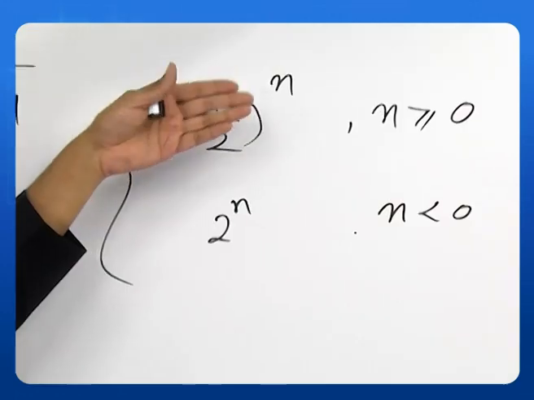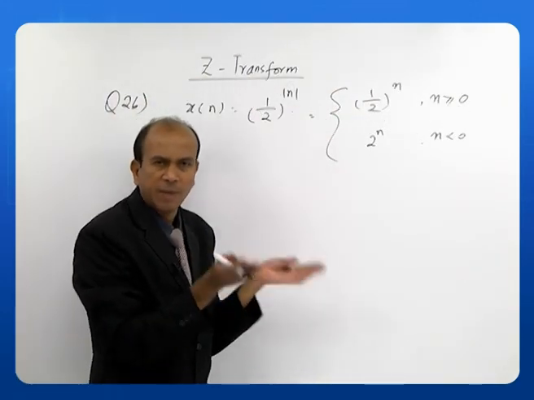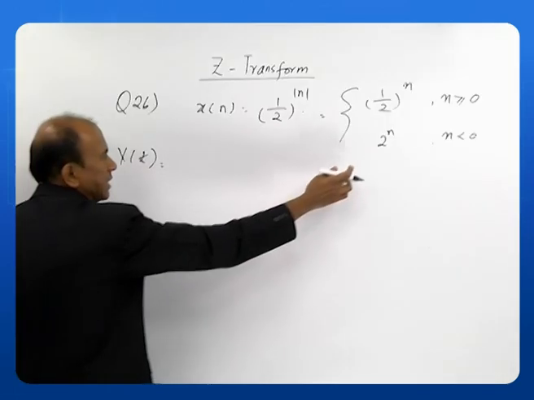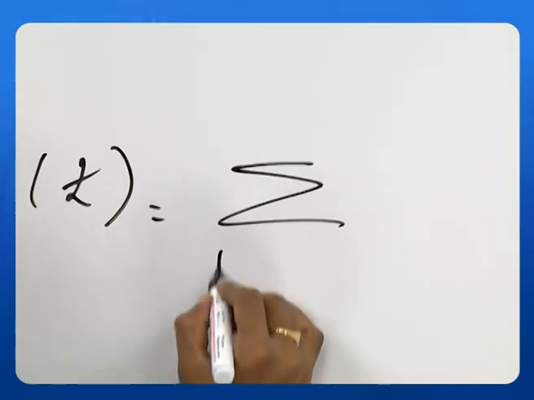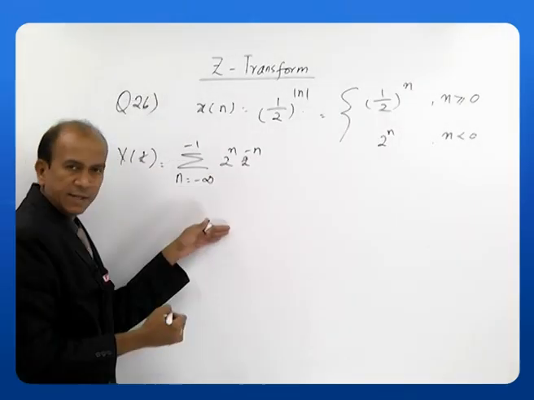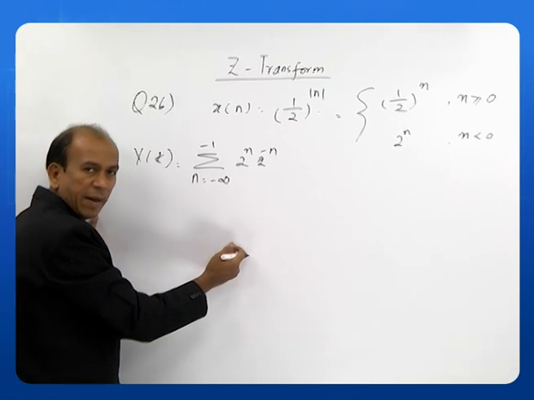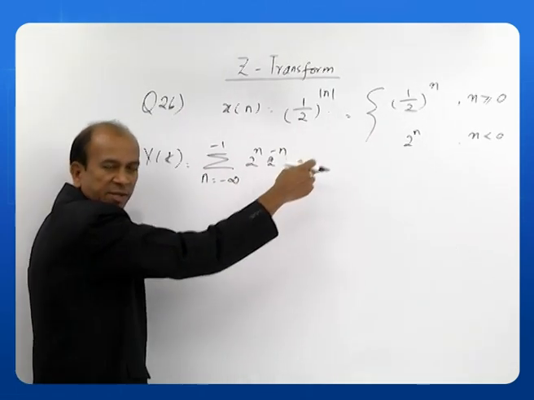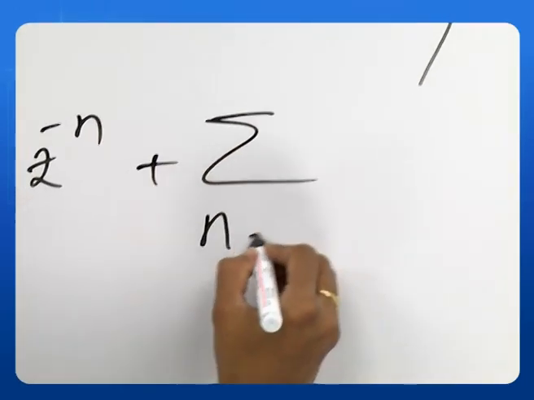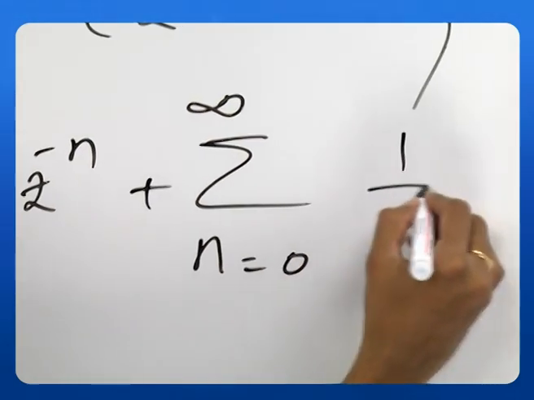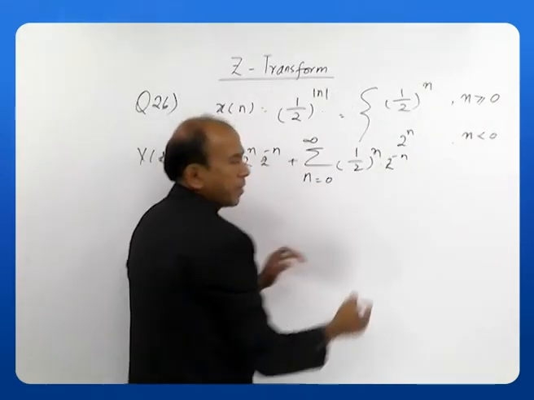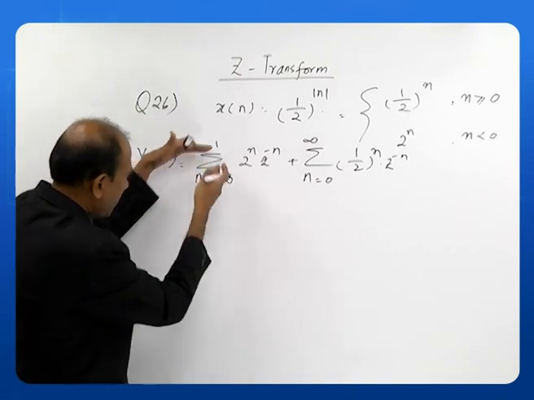Now again 2 cases here, so I have to find out 2 cases and then just sum up. Okay, so let's just first write down what is X of z here. Let's take this case first, that will be existing from n is equal to minus infinity to minus 1, 2 to the power of n, z to the power of minus n. Because we have taken this as less than 0, that's what is given. So this will be up to that point, then plus n is equal to 0 to infinity, half to the power of n, z to the power of minus n.